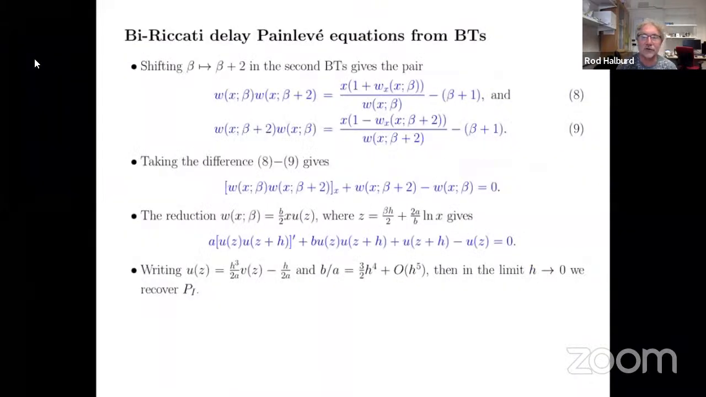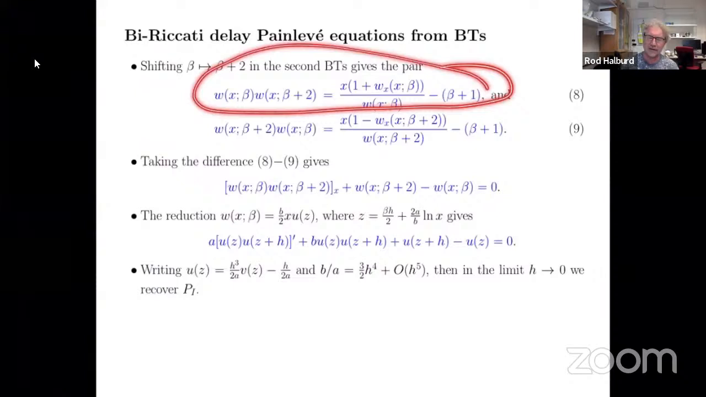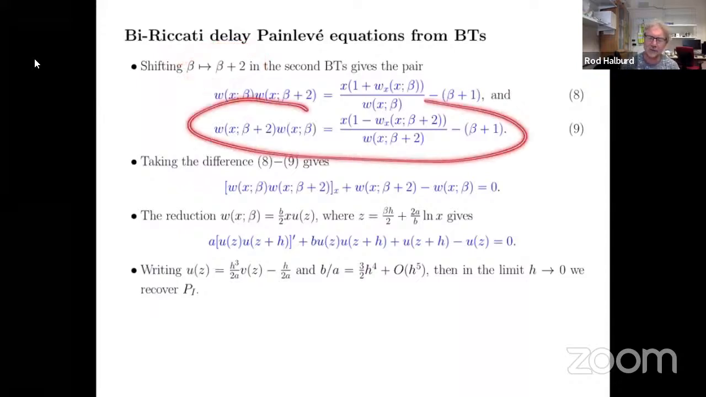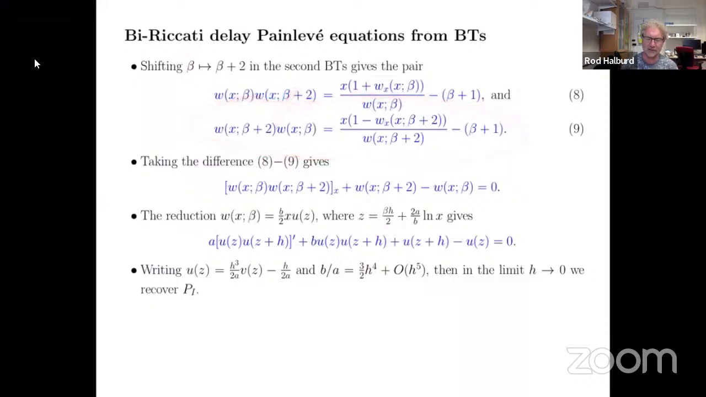You can also construct examples that give Bi-Riccati type equations. So again, playing around with the same Bäcklund transformation. If I take this Bäcklund transformation, I wrote down a pair of Bäcklund transformations. Originally, the second one gave us beta minus 1. If we change beta to beta plus 2, sorry, that gave us beta minus 2, and if I change beta to beta plus 2, then I get another equation relating these guys.